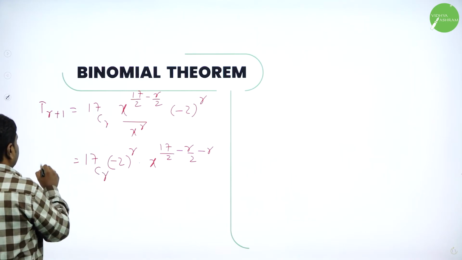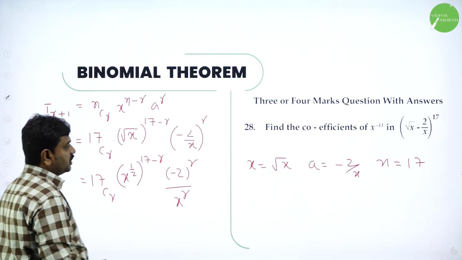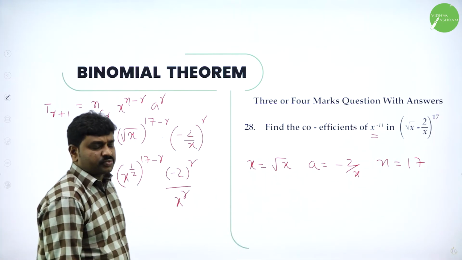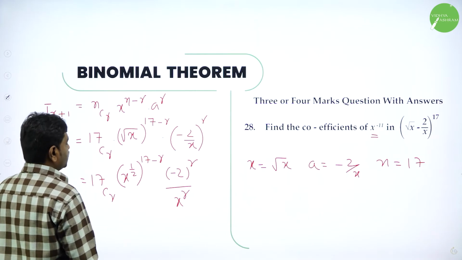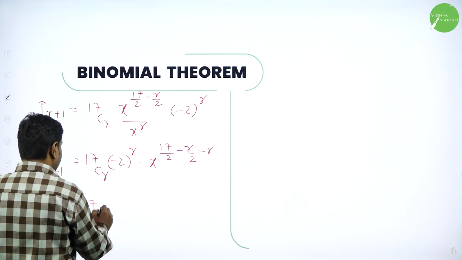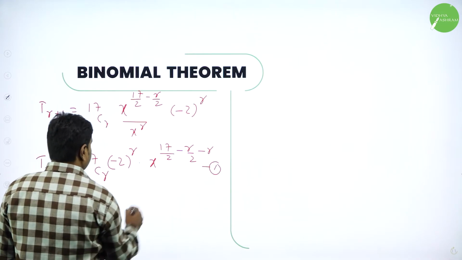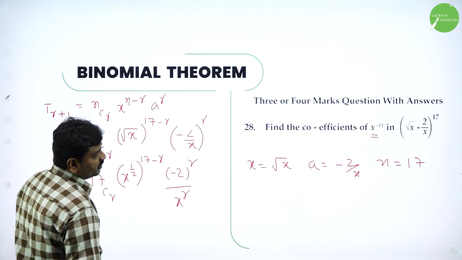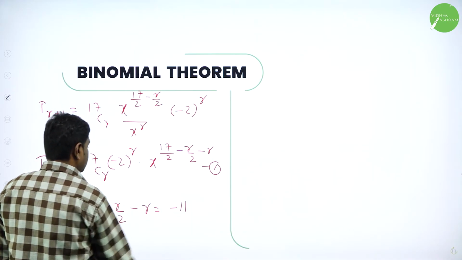So now we need the coefficient of what? They want you to find the coefficient of x power minus 11. So equate the x power to minus 11. Equate the x power to what? Minus 11. So what is the x power? 17 by 2 minus r by 2 minus r is equal to minus 11. They want you to find the coefficient for minus 11. Equate it to minus 11.